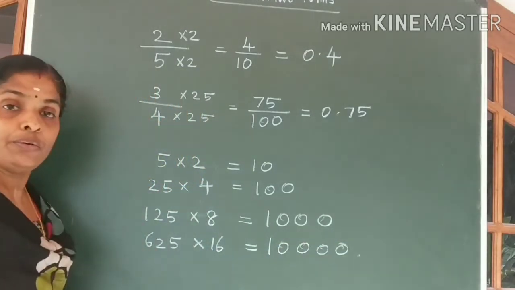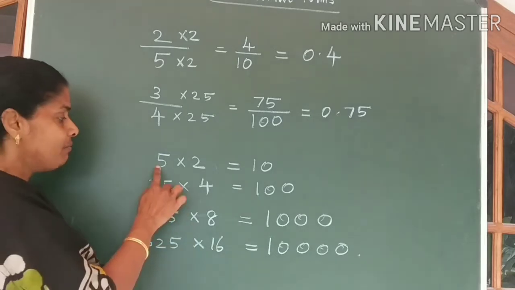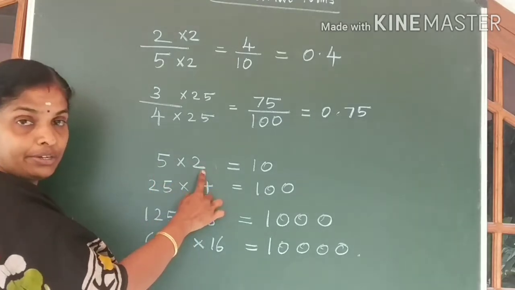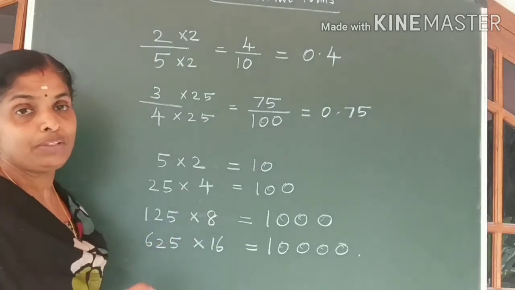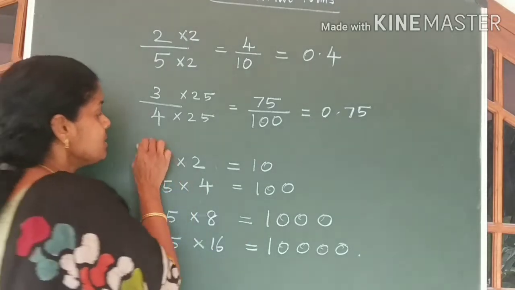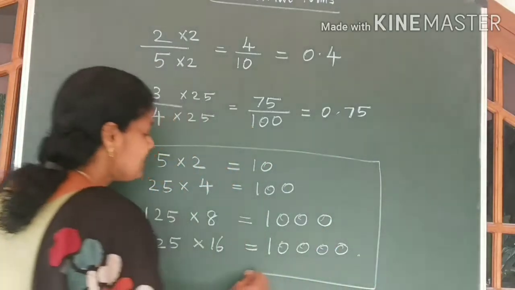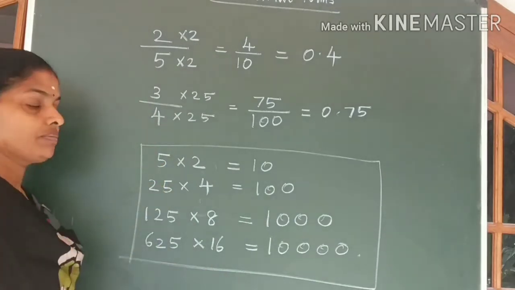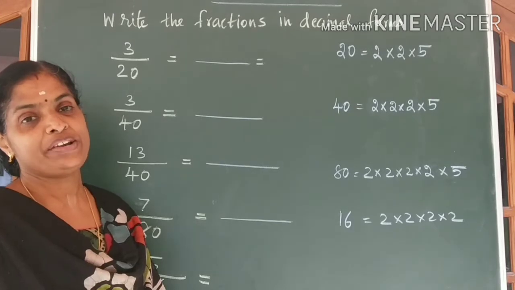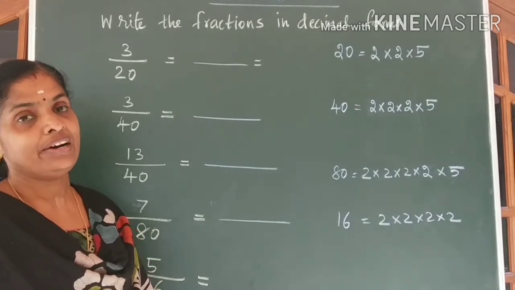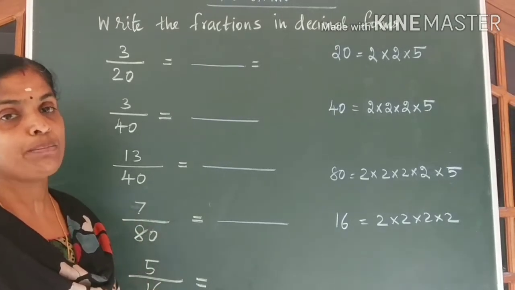So this is how you have to remember it. 5 multiplied with 2. If you have 2 in the denominator, multiply it with 5. So remember this idea. Okay. Look at some problems, children. Write the fractions in decimal form.